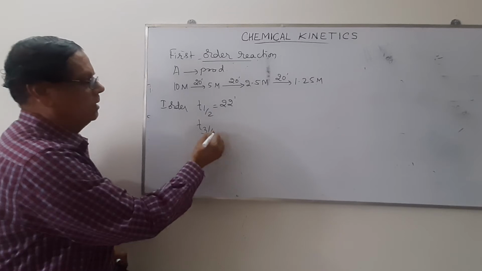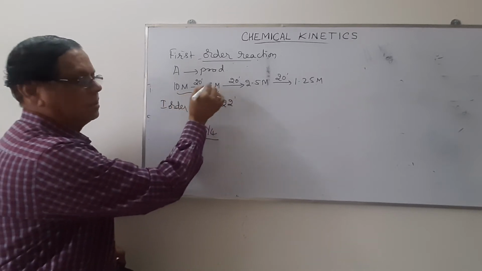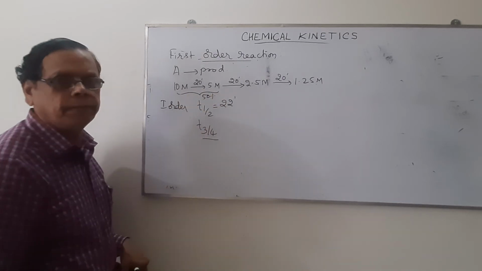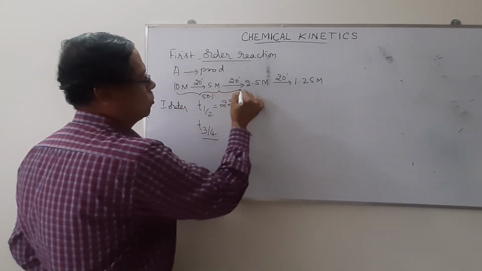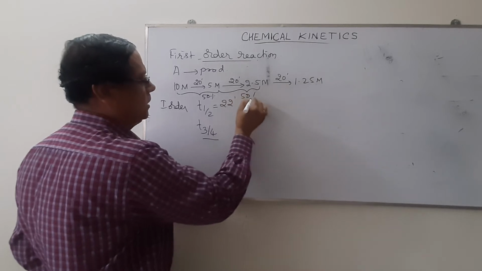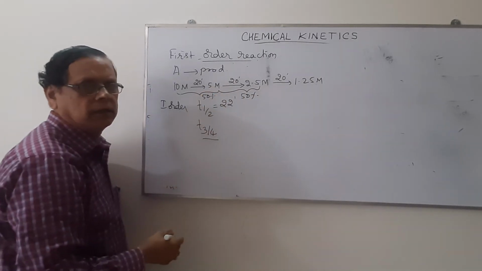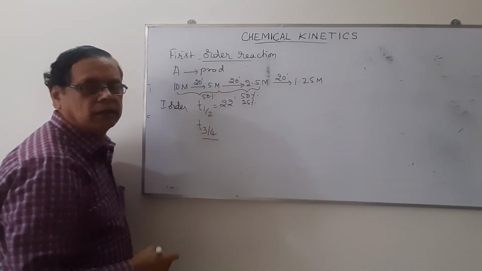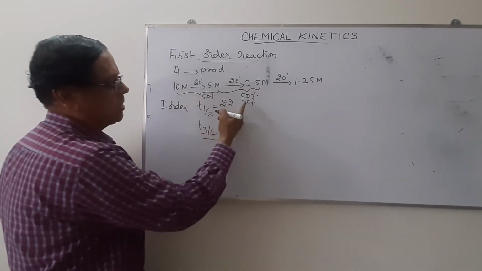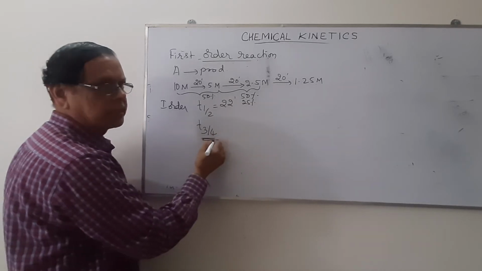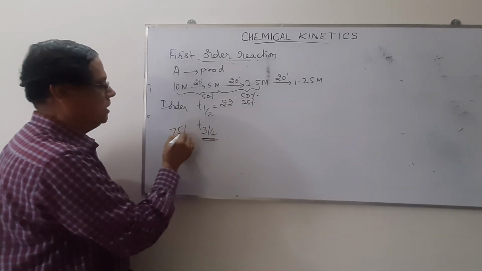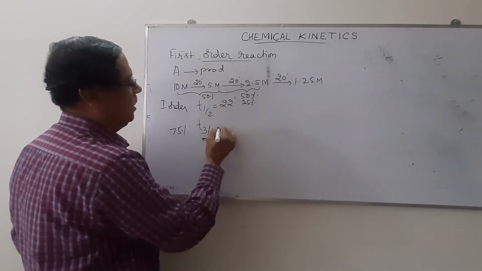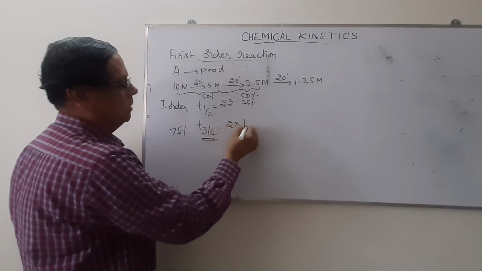3/4 change means when you change this from 10 molar to 5 molar, it is 50% conversion. From 5 molar to 2.5 molar, it is again 50% of this 5 molar. It is actually 25% of the original concentration. So 50 plus 25 corresponds to 75%. That is 75%, which is nothing but t 3/4. So t 3/4 is equal to 2 times the t half.